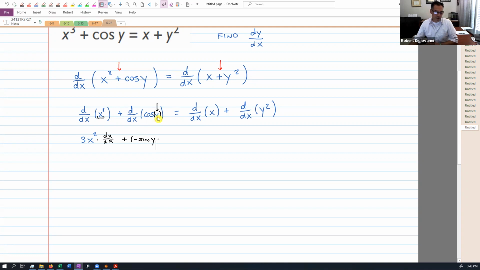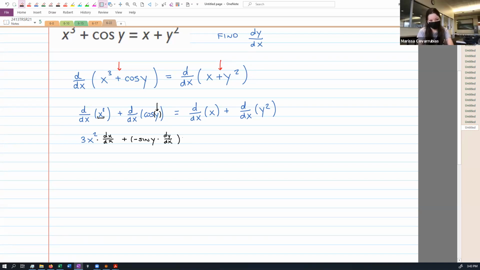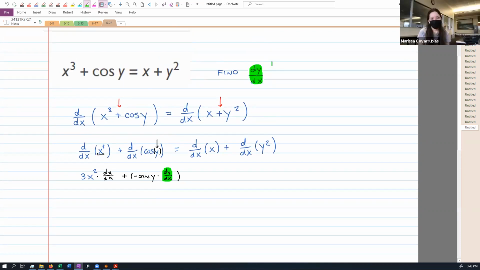Marissa, what's the derivative of y with respect to x? How do I write that? Dy over dx. And are you happy to see that? Yes. Elated? Not quite. Happy? We'll go with happy. We're happy to see that because that's what we're looking for, right? So we're happy to see it.